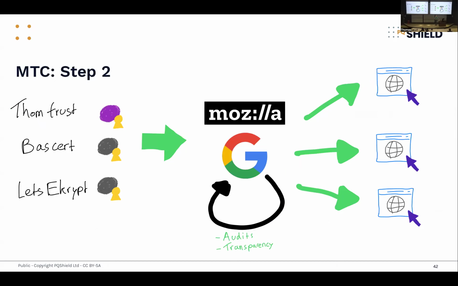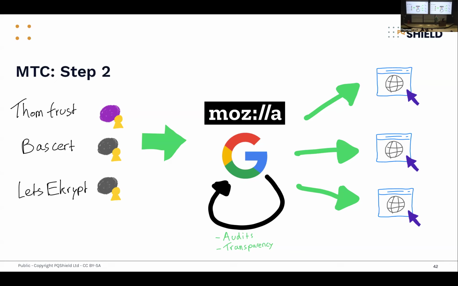Then the web browsers are going to take all of these Merkle trees by all of the different issuers, Thom Trust, Bassert, that's Eckert, an in-joke for the TLS crowd. And the web browsers are going to take this list and audit that they were constructed correctly, check if the transparency stuff was done correctly, because that's also part of the design. And then the browsers just ship out all of these tree heads to the web browsers directly.